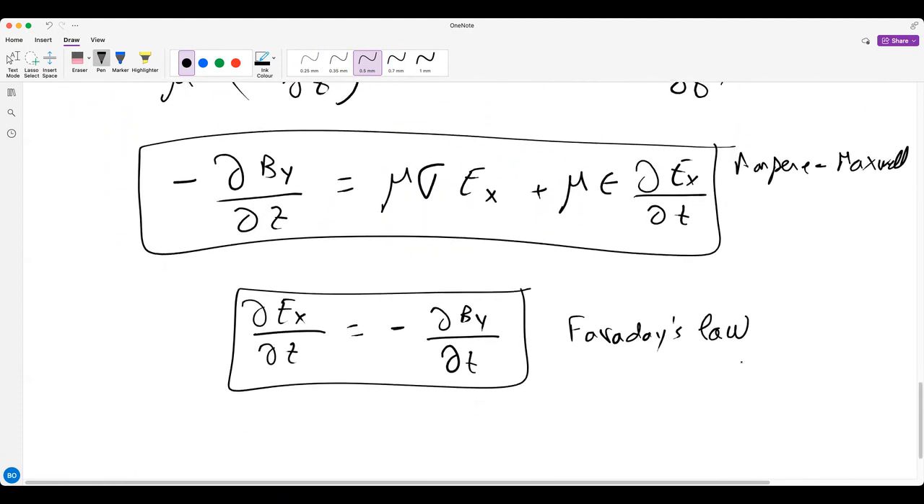Now I have two equations, and those equations give me the following. As I mentioned, they give me the propagation of the magnetic field. When the electric field changes as a function of time, it will induce a magnetic field along this direction that is changing as a function of z. And Faraday's law is the opposite. When the magnetic field changes as a function of time, it will give me an induced electric field that is changing as a function of z.